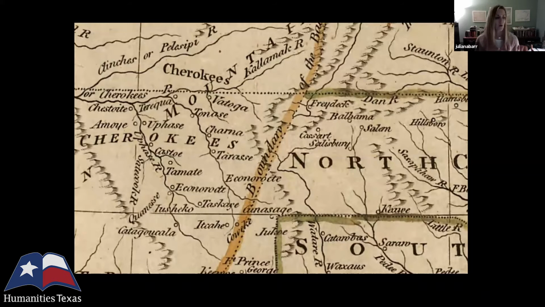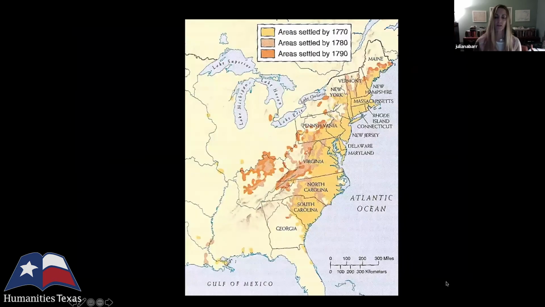Okay, so how is this going to go about? Okay, yet another textbook map that I absolutely hate. So we can see, right, this is trying to show us the early expansion of the United States. And this is, again, like I said, from a textbook.